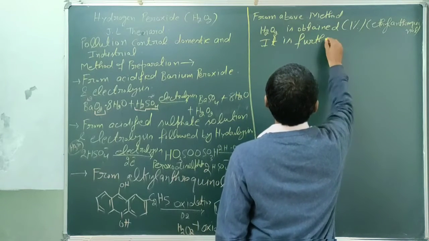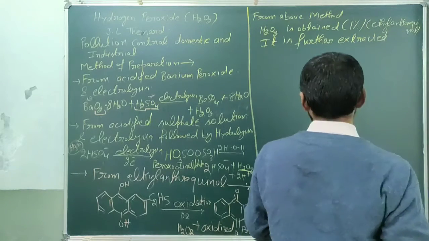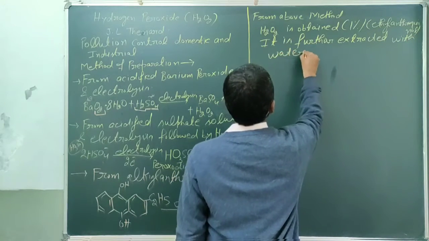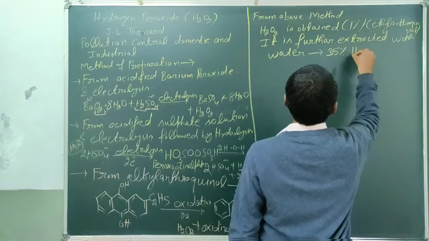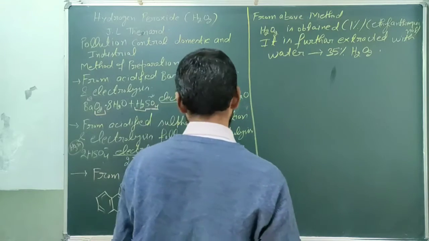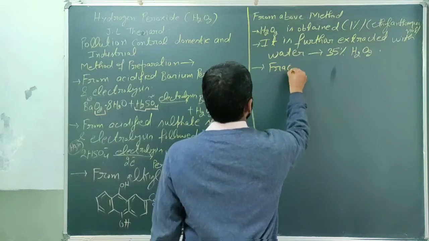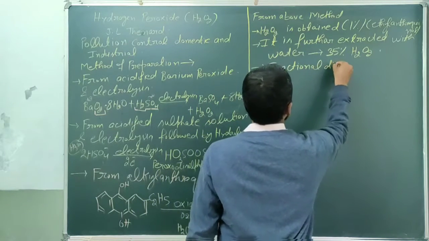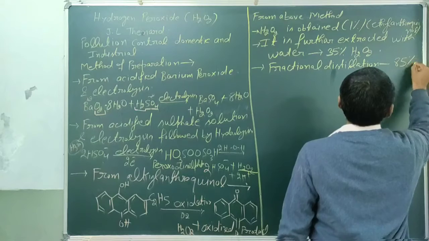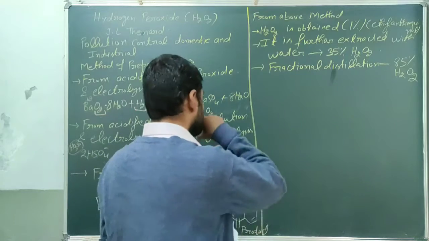further extracted with water, and we will get 35% H2O2. ठीक है, we will further extract it with water and we will get 35% H2O2. Again, by fractional distillation, students, if we do fractional distillation, we will get 85% H2O2. ठीक है, fractional distillation we will get 85% H2O2.